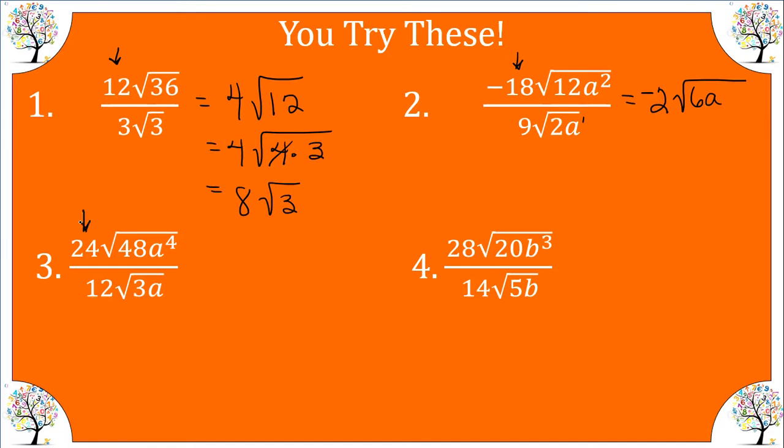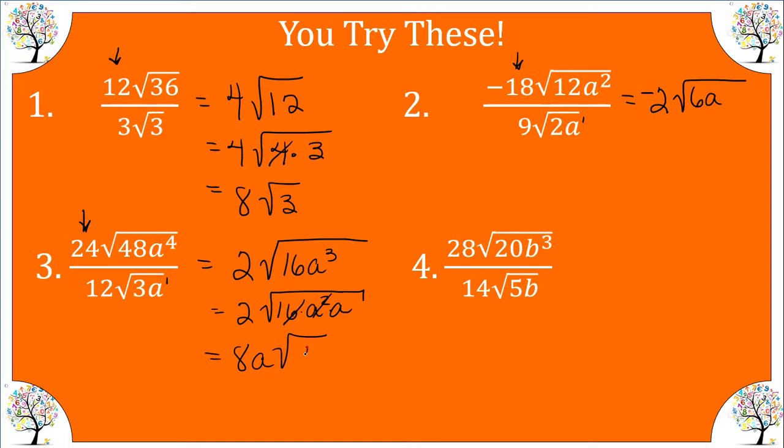Number 3, 24 divided by 12 gives us 2. 48 divided by 3 is 16. A to the 4th divided by a to the 1st is a to the 3rd. So 16 is perfect, but a to the 3rd, we can break it down and create a perfect square. The square root of 16 is 4, and 4 times 2 is 8. The square root of a squared is a, and we're left with the square root of a.